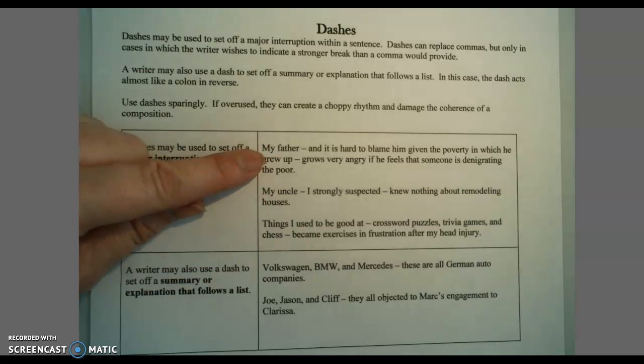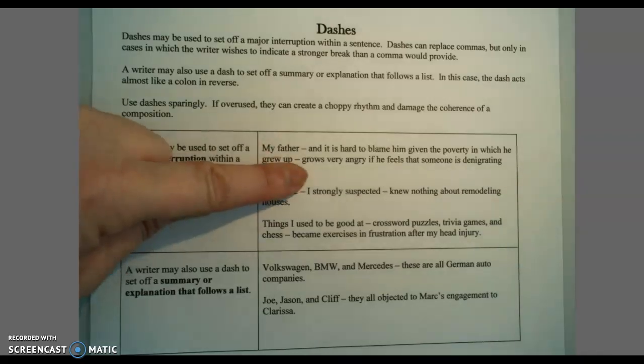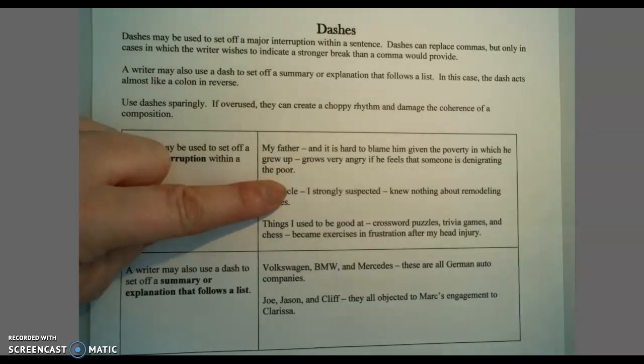My father, dash, and it is hard to blame him given the poverty in which he grew up, dash, grows very angry if he feels that someone is denigrating the poor. This is a correct way to use the dashes. It does create a major interrupter in the sentence of my father grows very angry if he feels that someone is denigrating the poor. Denigrate means to speak badly about.